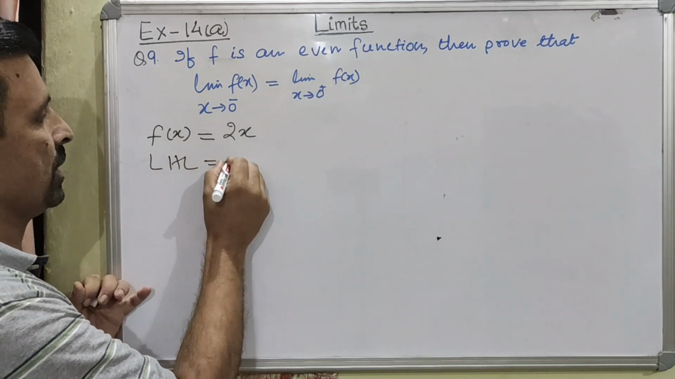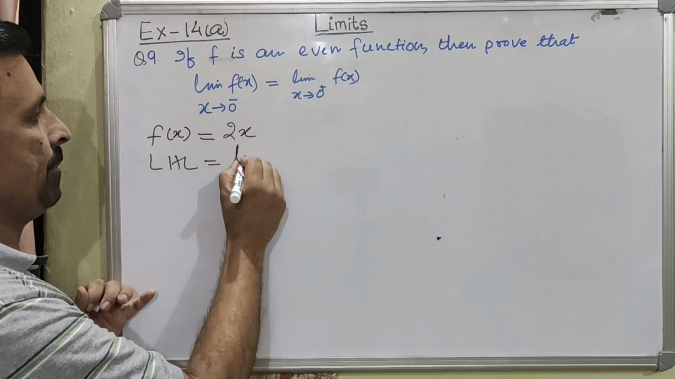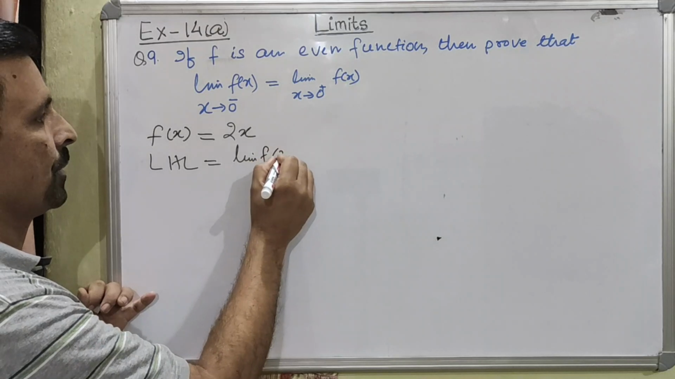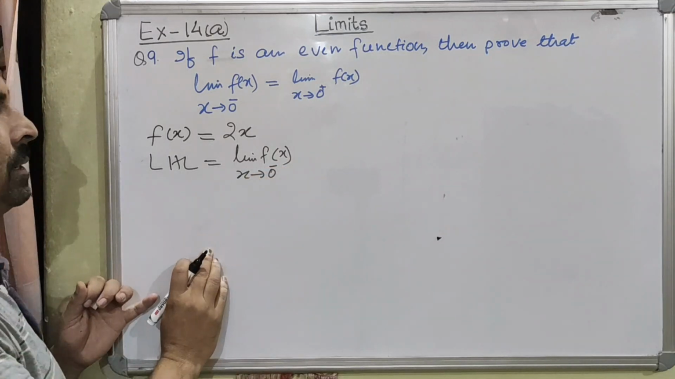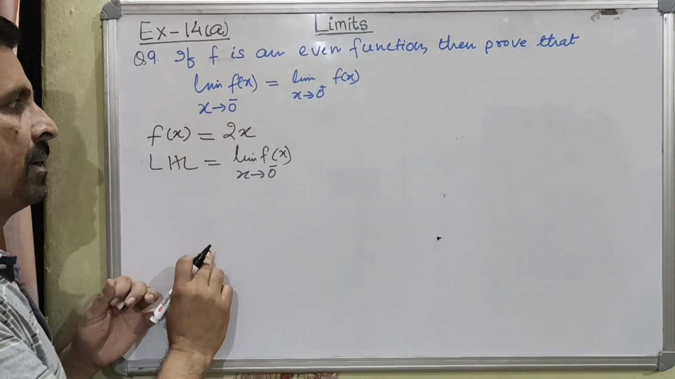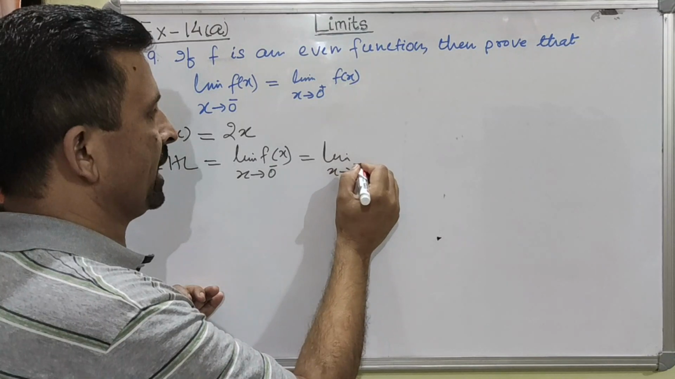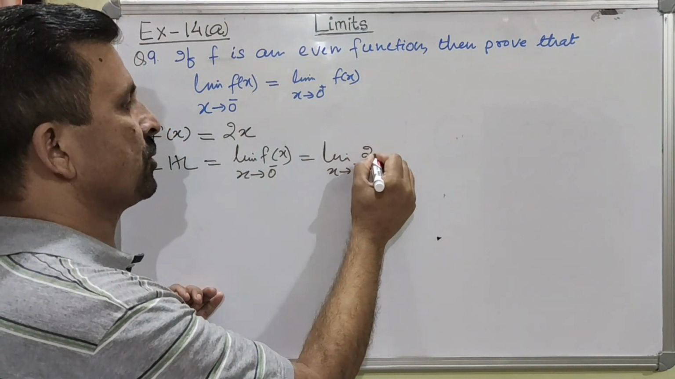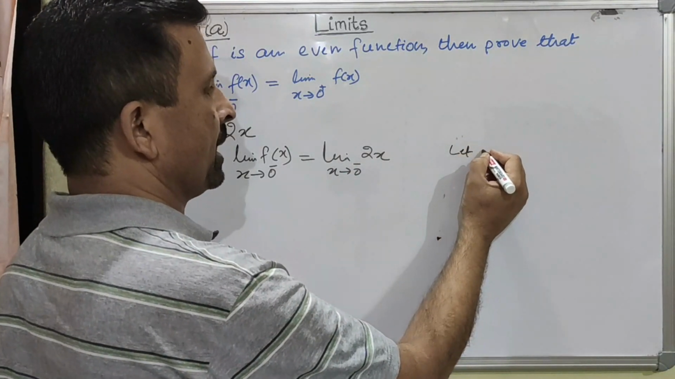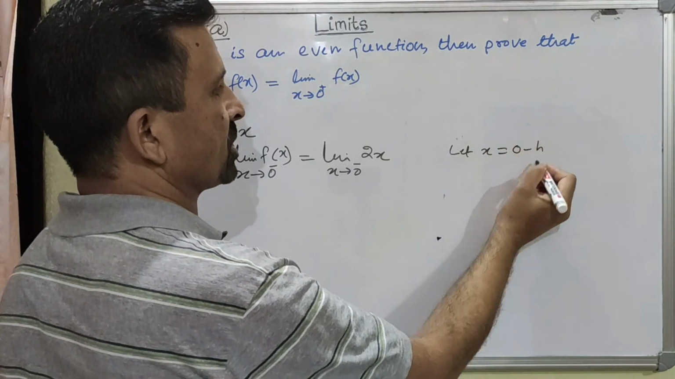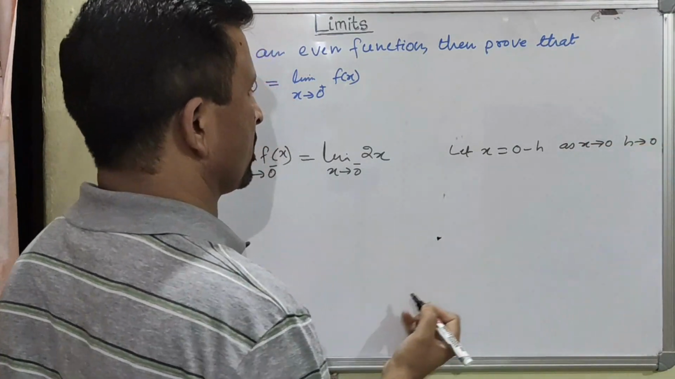LHL, the left hand limit, is equal to the limit of this f(x) as x tends to 0 minus. Is this okay? Now for this f(x), what we have is 2x. So we will write limit x tending to 0 minus, and for f(x) we will write the value as 2x. Now after this, we say let x is equal to 0 minus h, and as x approaches 0, h also approaches 0.